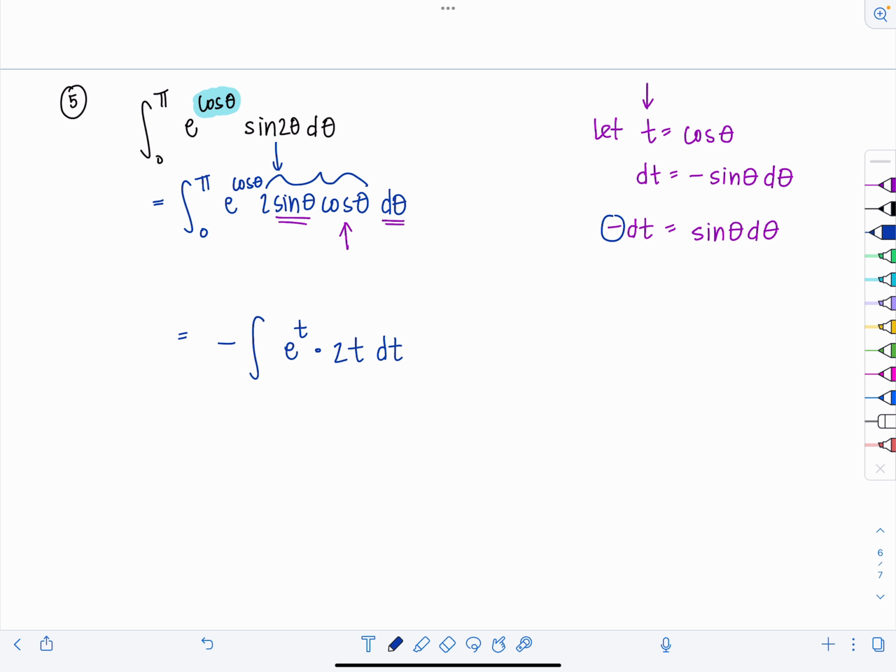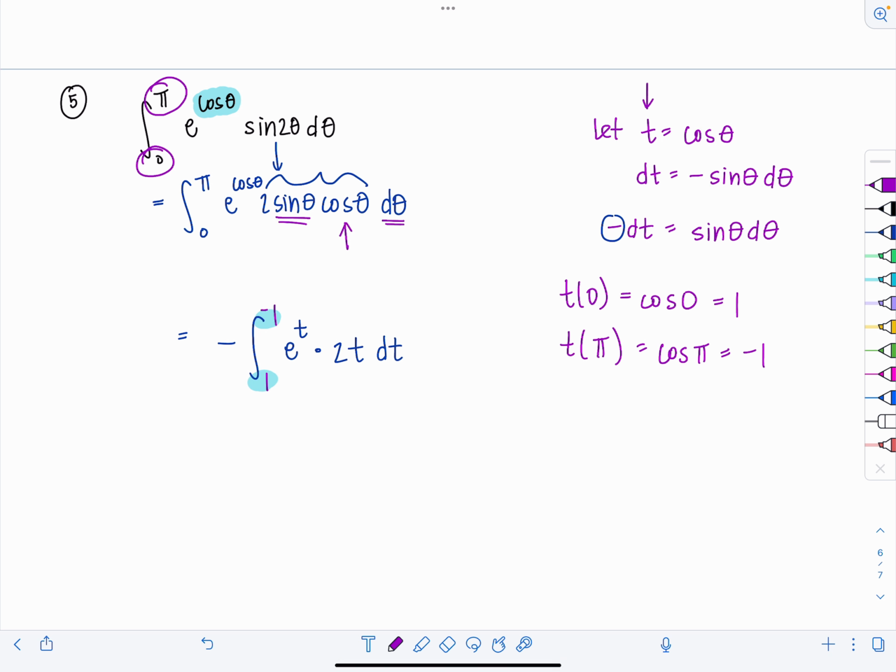All right, and then you must immediately change your limits of integration so that they are in terms of t as well. You can't leave it as an indefinite integral. So t is equal to cosine theta. T of 0, my lower limit, is going to be equal to cosine of 0, which is 1. And then let's change the upper limit. So t of pi would be cosine of pi, which is -1. Okay, so lower limit 1, upper limit -1.